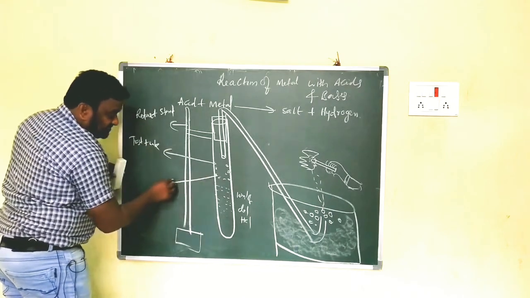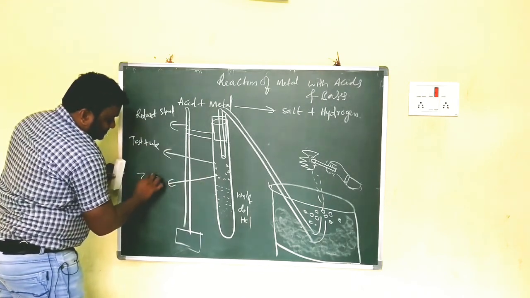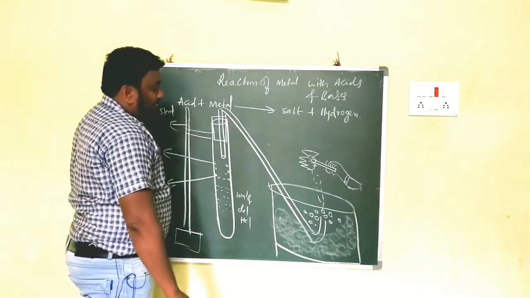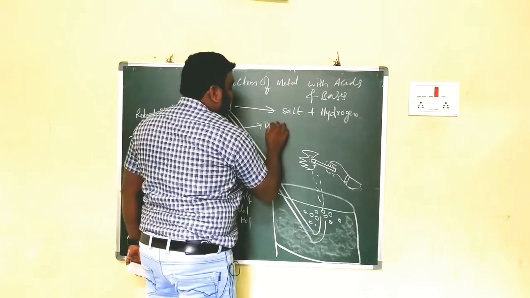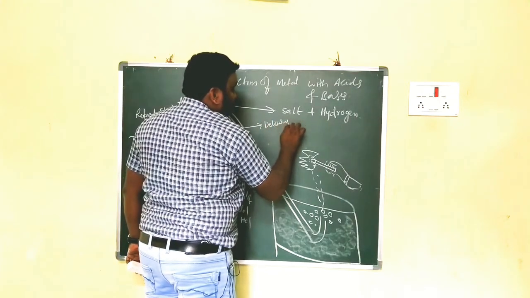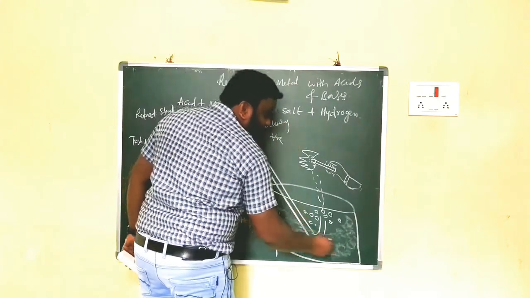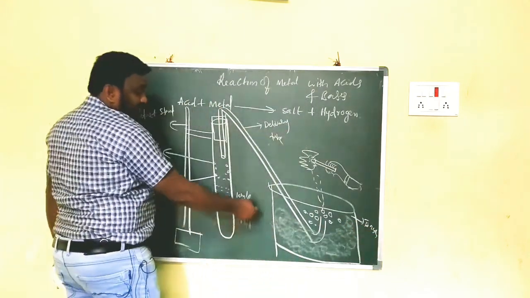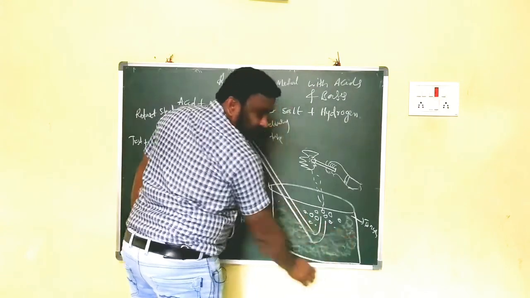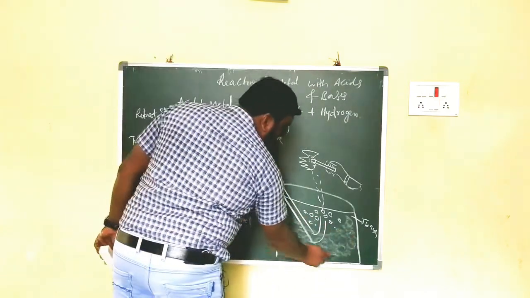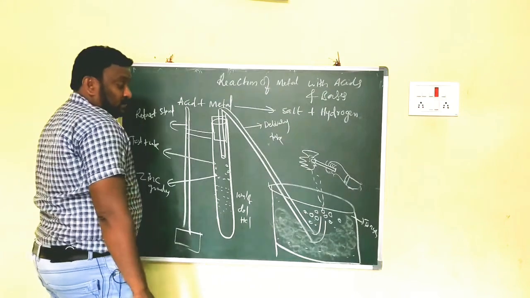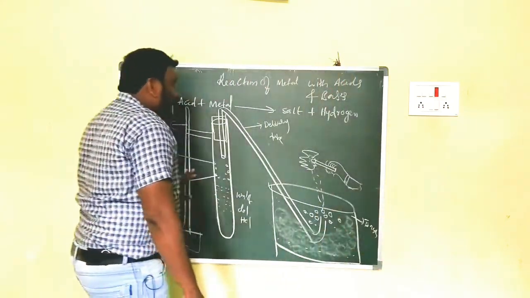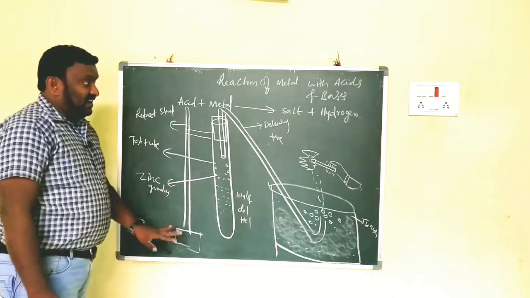and these are the zinc granules. So zinc granules, nothing but pieces of zinc, and this is what? Delivery tube, and this is what? Some trough, and it is some soap solution. So here I am showing the reaction between the zinc and HCl.